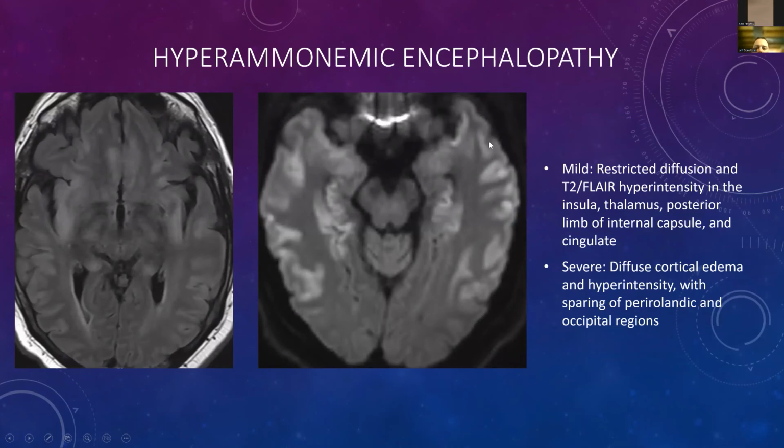And here we have hyperammonemic encephalopathy. And so in more mild cases, you'll see restricted diffusion and T2 and FLAIR hyperintensity in the insula, the thalamus, and the posterior limb of the internal capsule, and the cingulate. And when you have it in more severe cases, then you may see diffuse cortical edema and hyperintensity with sparing of the perirolandic and occipital regions.